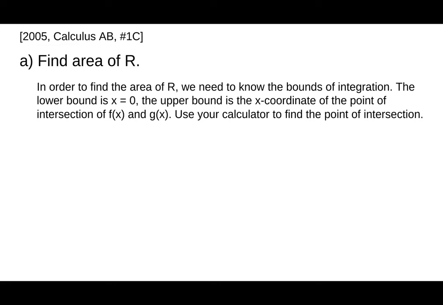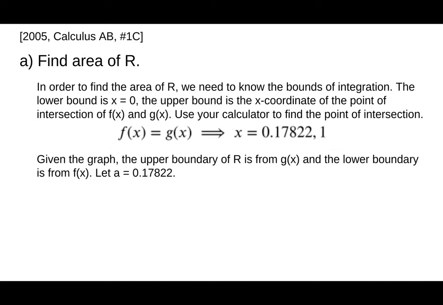The lower bound is 0, that's evident from the graph, and the upper bound is just going to be the x-coordinate of the point where the two functions f of x and g of x intersect, or at least the lower of the two. But this is a calculator active question, so we can use our calculator to find that point of intersection. The two functions actually intersect twice, once at x equals 0.17822 and another time at x equals 1. We want the lower of those two values for this problem.